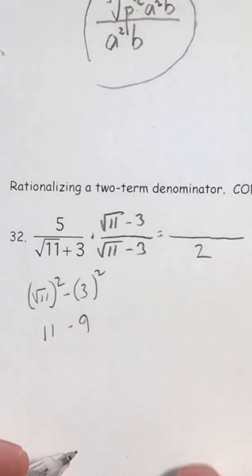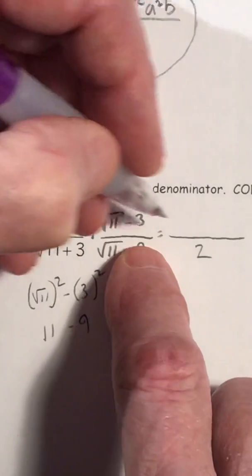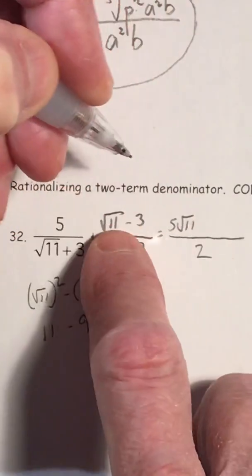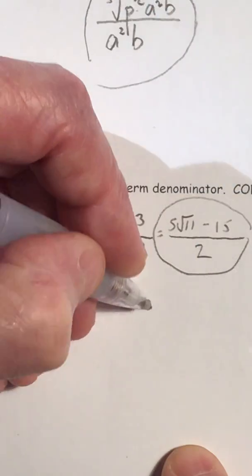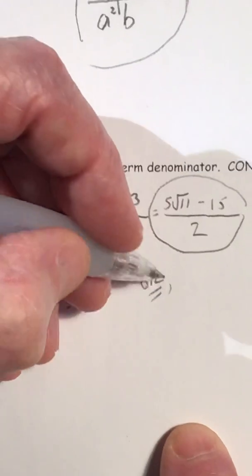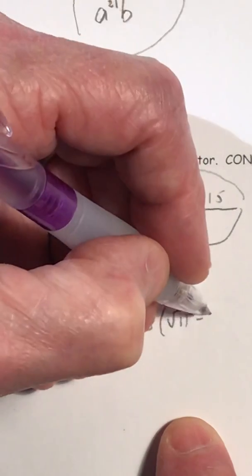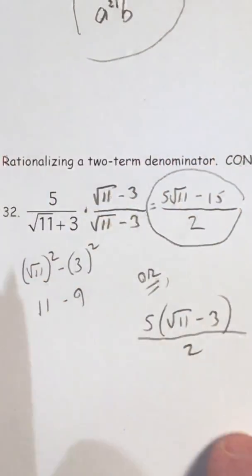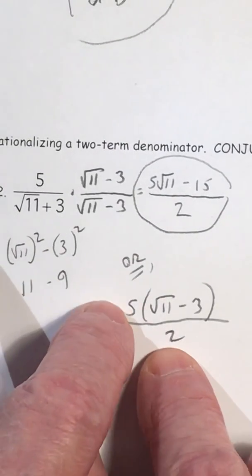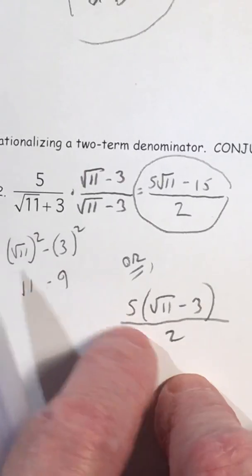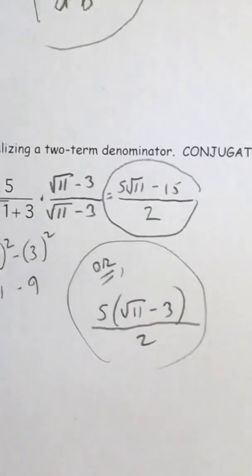That multiplies out to a nice simple 2. And for the numerator, I can write 5 root 11 minus 15. Or I could have written this as my answer also. Left that unmultiplied. And thinking about reducing this, we would only be able to reduce this if these two numbers were divisible by the same number. 5 and 2 share no common divisor. So, of course, this is completed.